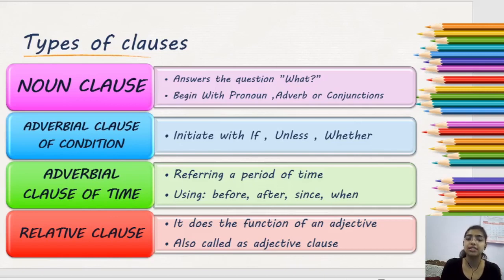So, let's discuss what noun clauses are first. Noun clauses always answer the question, what? When we question the statement, what it is talking about or what is happening, the answer we get is in the form of noun clauses. It always begins with a pronoun, adverb, or conjunction. We are going to discuss it in detail very soon when we move to the next slides.